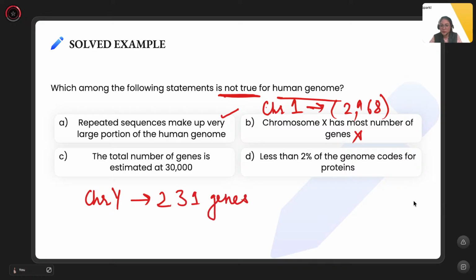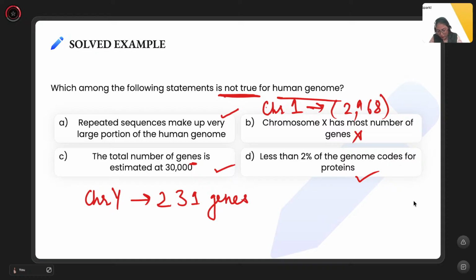Option C says the total number of genes is estimated at 30,000. Yes, this is also true. Earlier it was thought that there were lakhs of genes in humans, but that was not true. Once the human genome project was done, it was seen that the total number of genes is estimated at 30,000. The last option says less than 2% of the genome codes for protein. That is absolutely correct. So this is what you need to remember in terms of the human genome project. Clear?